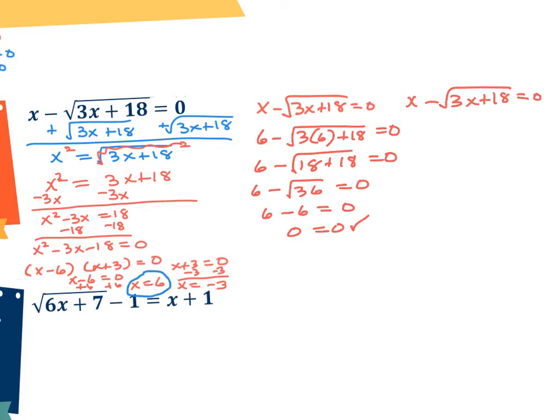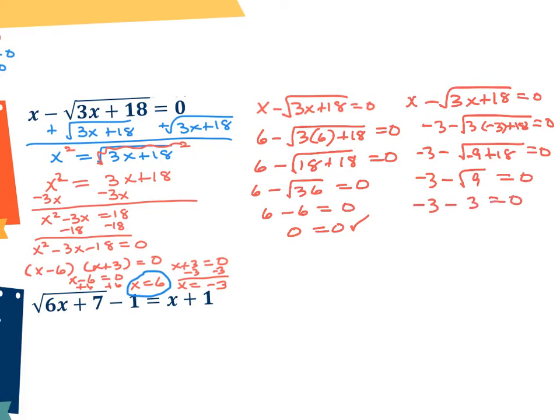So x equals 6 is a good answer. Let's check the negative 3. Again, I am going to plug in negative 3 for my x's. Negative 3 minus the square root, negative 3 times positive 3 is negative 9. Plus 18, negative 3 minus negative 9 plus 18 is 9. Negative 3 minus 3 gives me negative 6, which does not equal 0. So this solution is extraneous. So the only solution here is x equals 6.